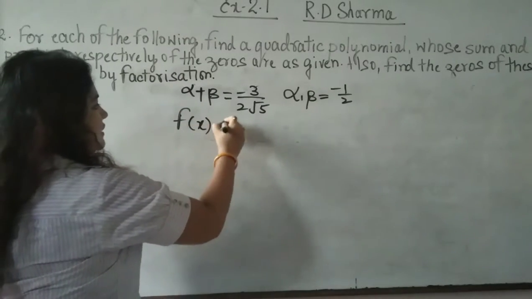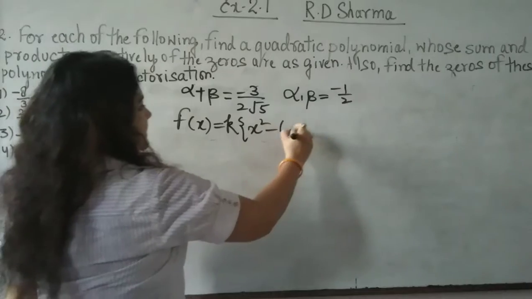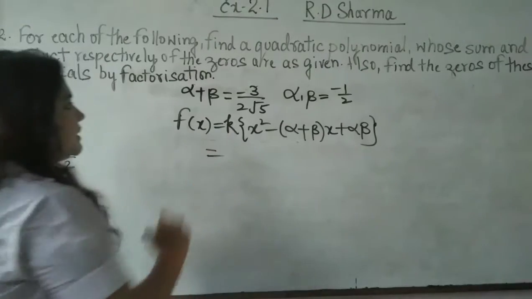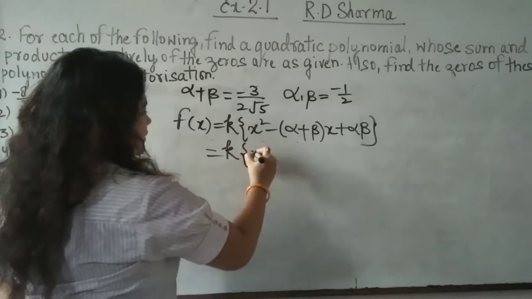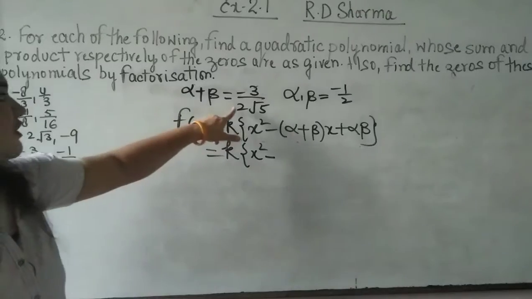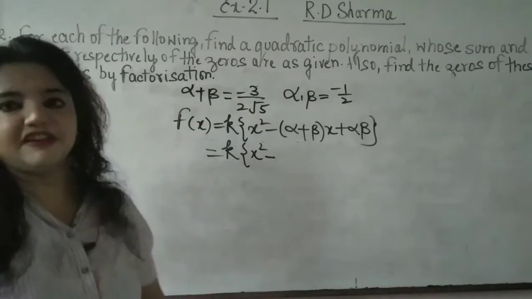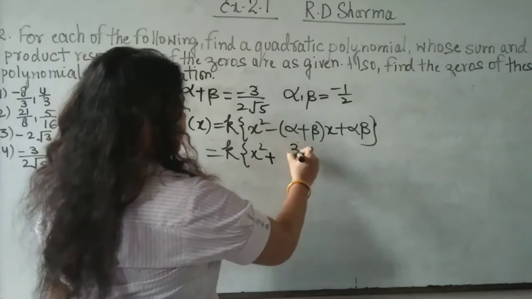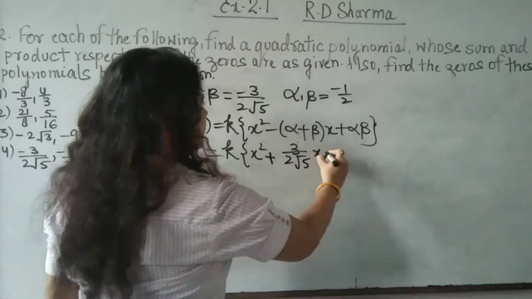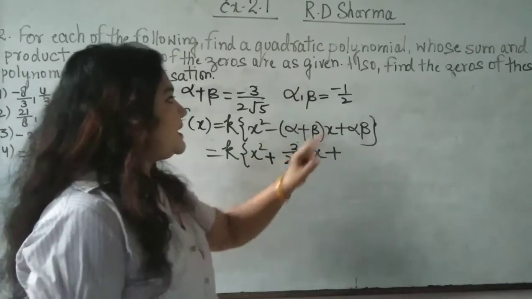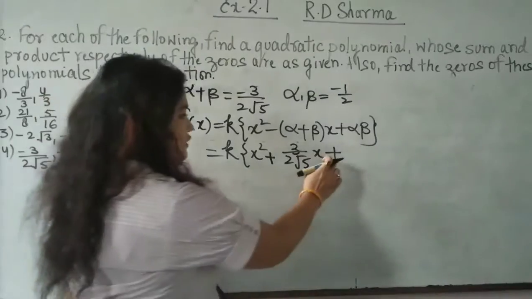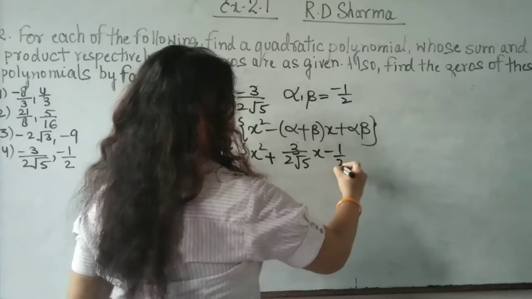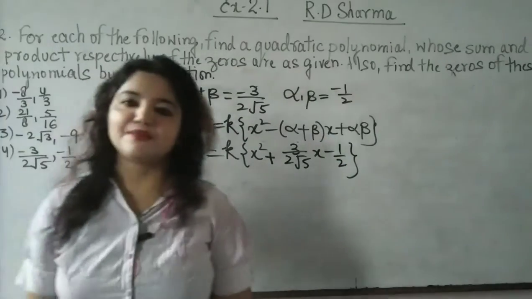Formula is f(x) is equal to k times x square minus alpha plus beta x plus alpha into beta. Now we will put in the values. k x square minus alpha plus beta. What is the value of alpha plus beta? This is minus 3 upon 2 under root 5. And we already have minus. Minus minus will become plus. So we will get plus 3 upon 2 under root 5 x plus alpha into beta. Value of alpha into beta is minus 1 by 2. So plus minus becomes minus, so minus 1 by 2. Yes, this is our polynomial.